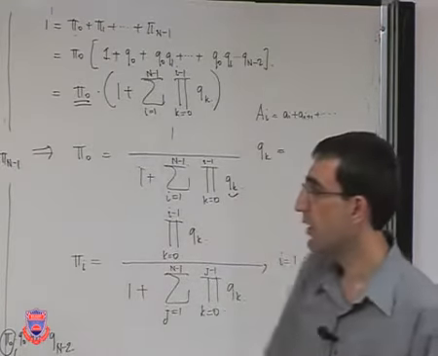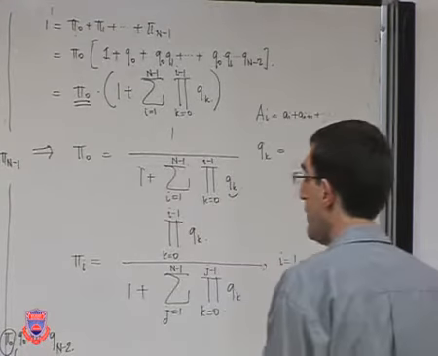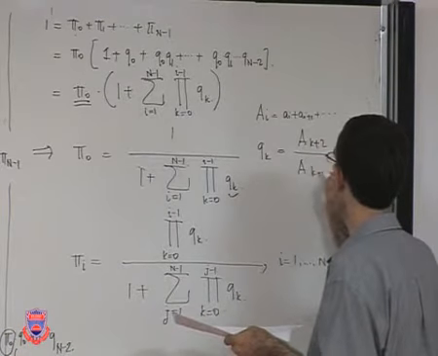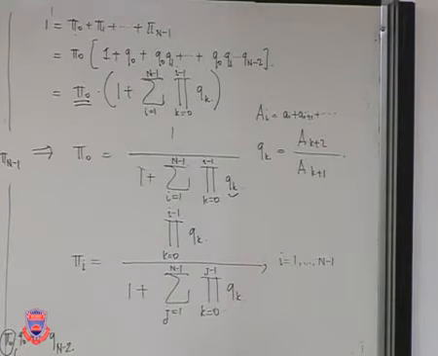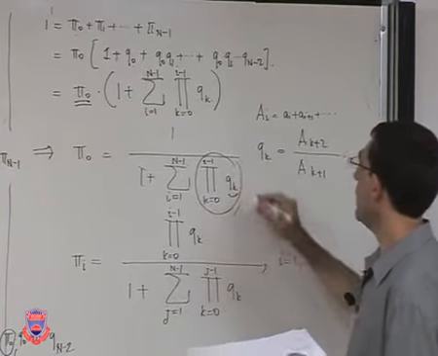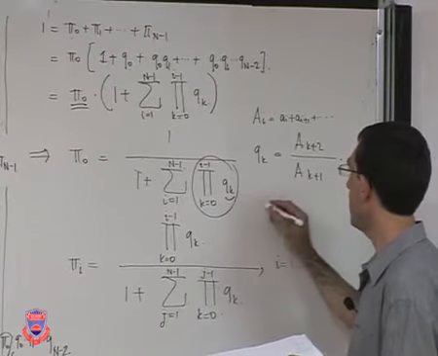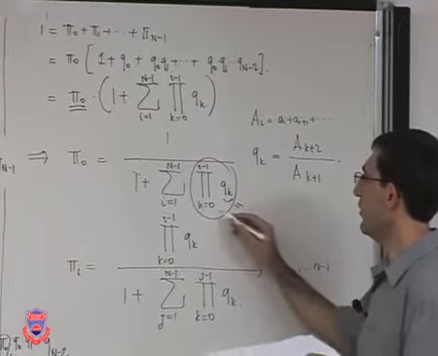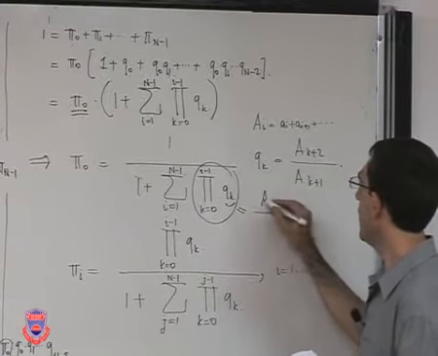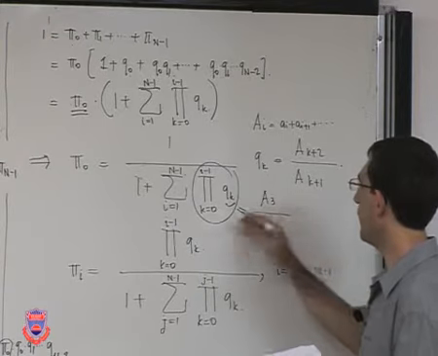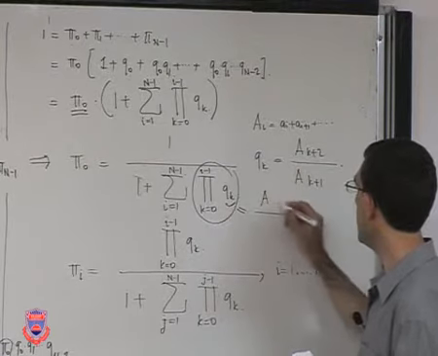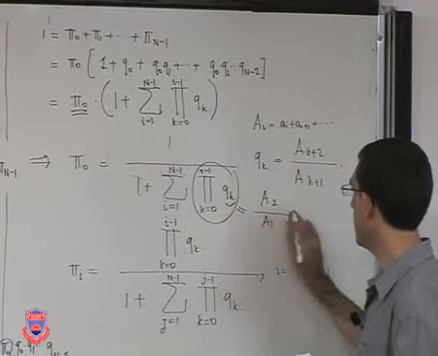And using this, we wrote for Qk, right? So here I have Qk. What was it? A k plus 2 divided by A k plus 1. Right? And then this is going to simplify a bit. So what is this? The first term is Q0, right? For k equals 0, you get A2 divided by A1, right?